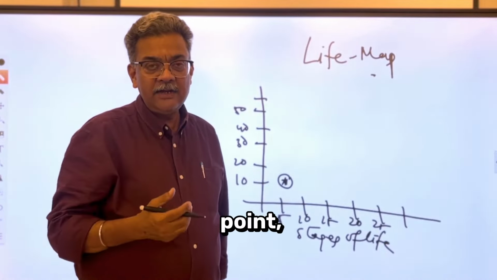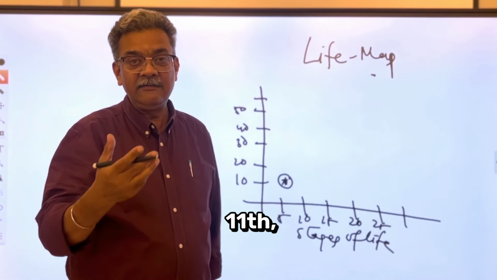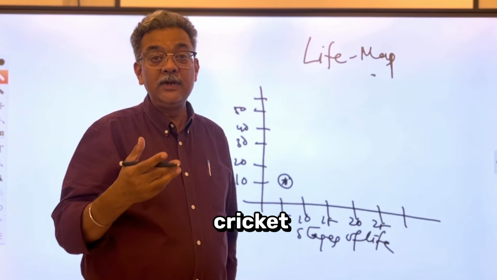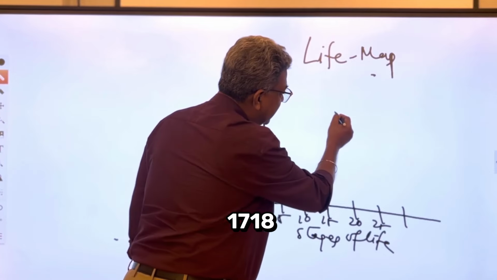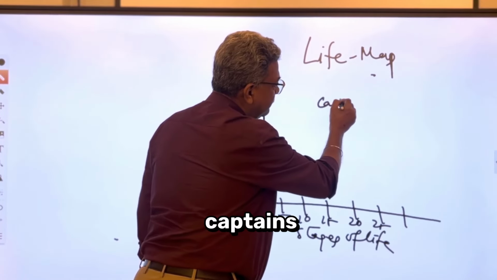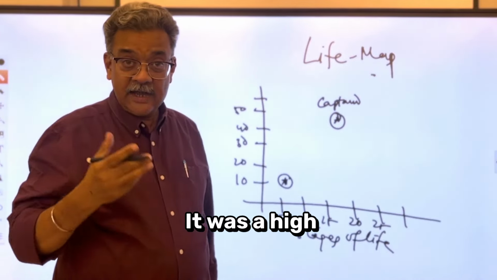As a high point, we can take an example of when you are in class 10th or 11th, you were selected as the captain of the school cricket team. So maybe somewhere around 17, 18 years of age, it was a high point. You are the captain of the cricket team. It was a high point for you.